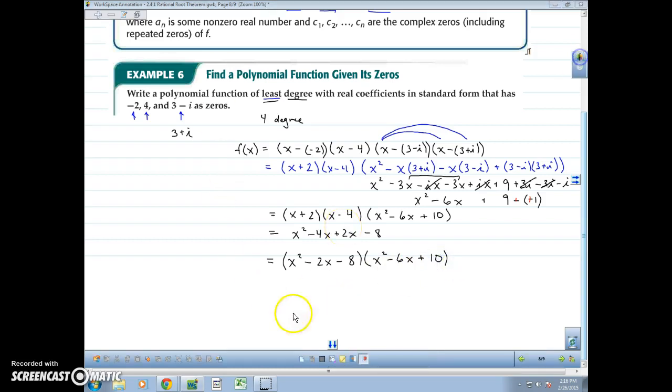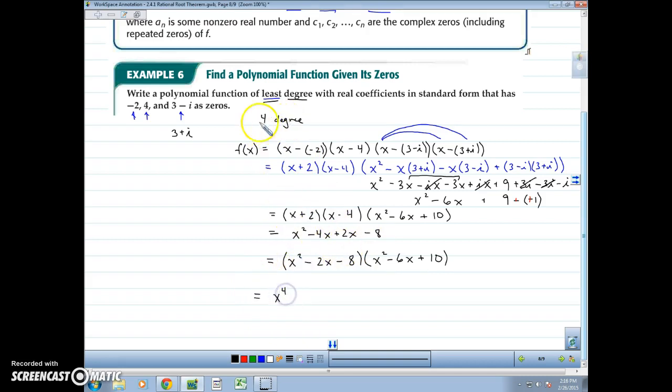And we have to do one last distribution. This is a 3-term times a 3-term, so we've got to distribute 3 different times, 3 ways. So x squared times x squared is x to the 4th. Again, we said it was going to be a 4th degree polynomial, and there it is. Minus 6x cubed plus 10x squared. And then distribute the second term, that's minus 2x cubed plus 12x squared minus 20x. Then minus 8x squared plus 48x minus 80.